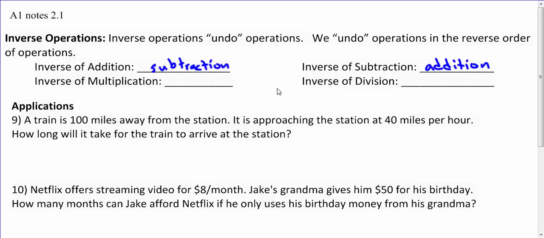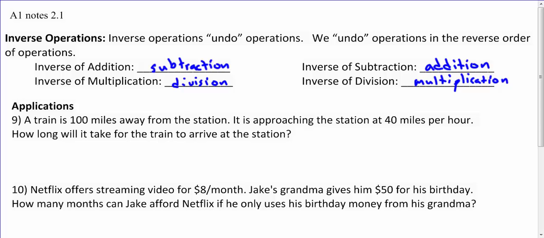And the other two here, multiplication and division, those two undo each other. We've actually been practicing this on the previous problems where multiplication and division would undo each other, and also addition and subtraction would undo each other.